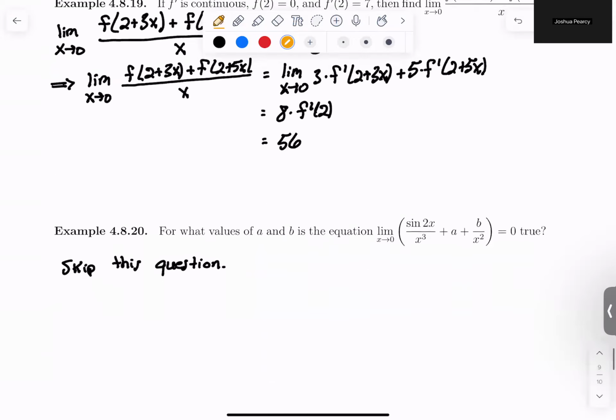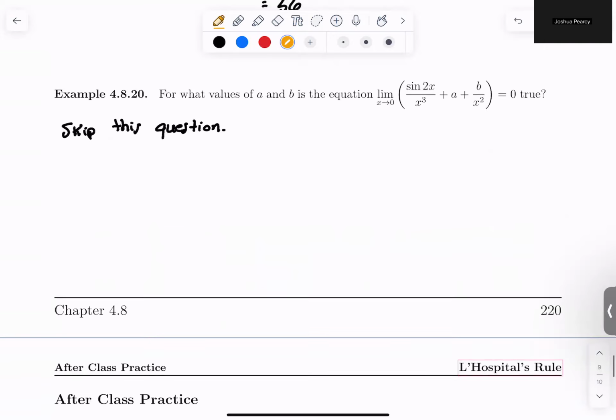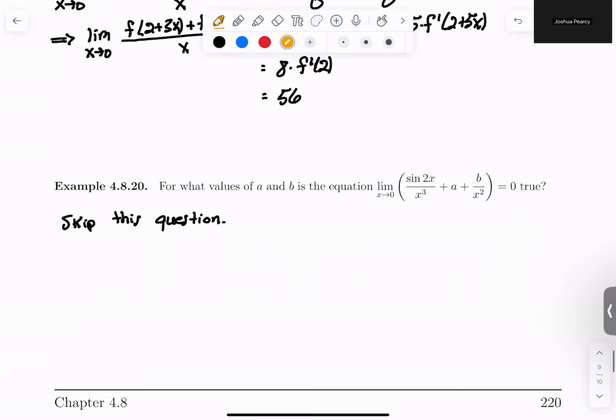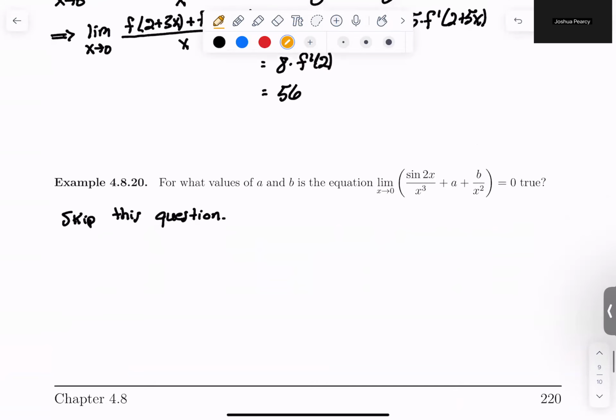So, and then the last one on here before the after class practice, just skip this question. That one's a little bit more difficult as well. But that is all for section 4.8 for this one.